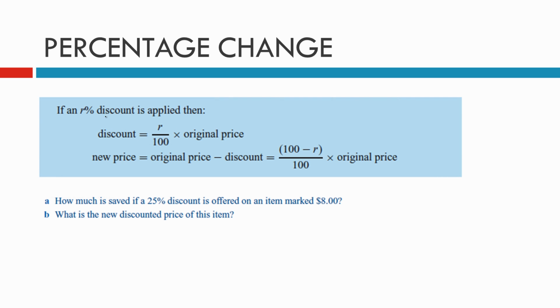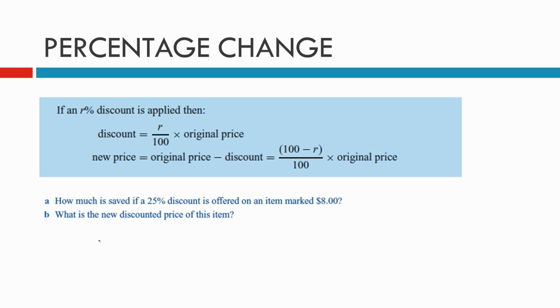Now, if a discount is applied, so whatever the rate is, our percentage discount, which was the rate, which was 25%, the discount in our case was 25 over 100 times the original price, and in order to get the new price, the original price minus the discount, which is pretty much the same thing here, and that's how you do that type of question.